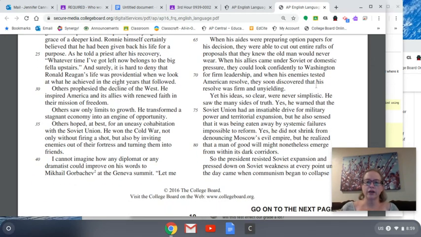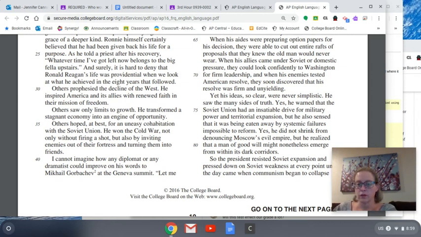Yet his ideas, so clear, were never simplistic. He saw the many sides of truth. Yes, he warned that the Soviet had an insatiable drive for military power and territorial expansion. The Soviet drive. I got to put my finger on it because I keep losing where I am. You know, when I was just taking notes and not trying to talk to you, that wasn't happening. Okay, but that's okay. I can put my finger on the page.